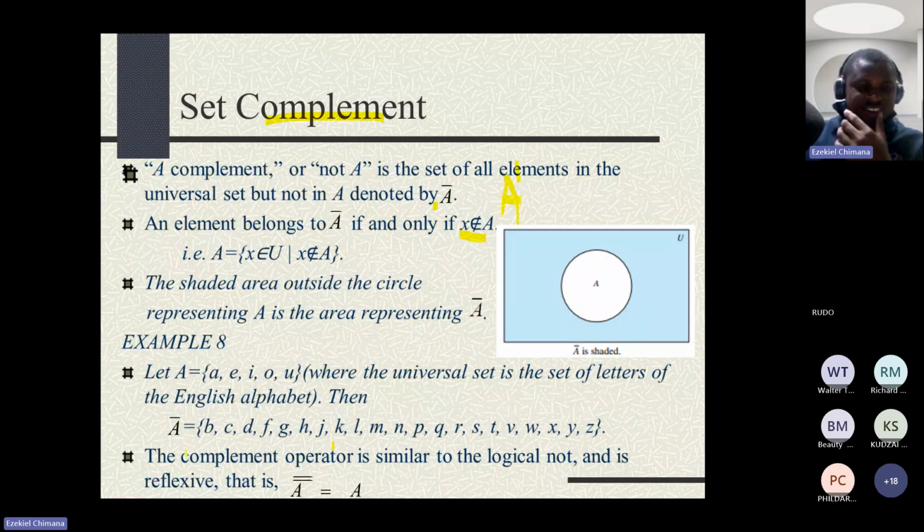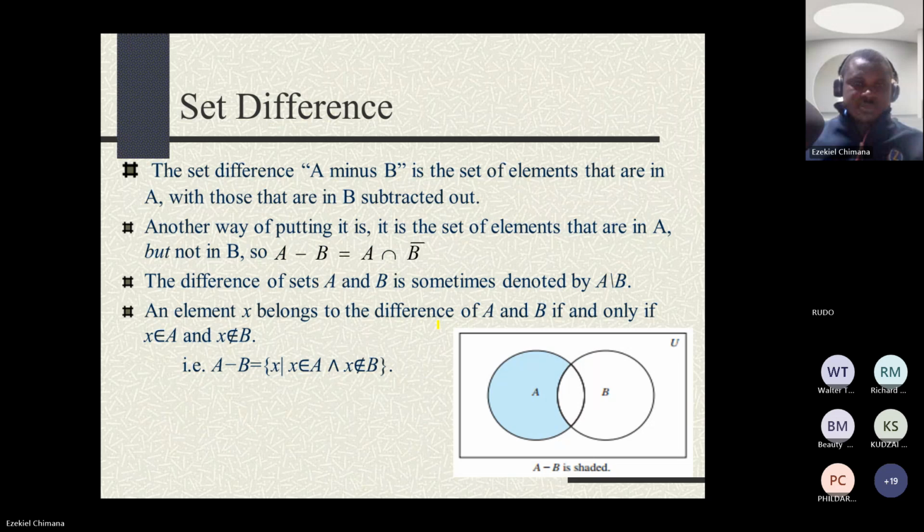I think this one is very, very simple. So the complement operator is similar to the logical not and is reflexive. The complement of A complement is also equal to A. If you want the complement of A complement, you are going to get A. You shade this one because we are saying the complement of the complement of A.